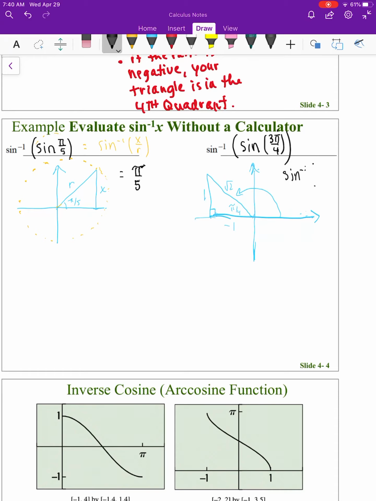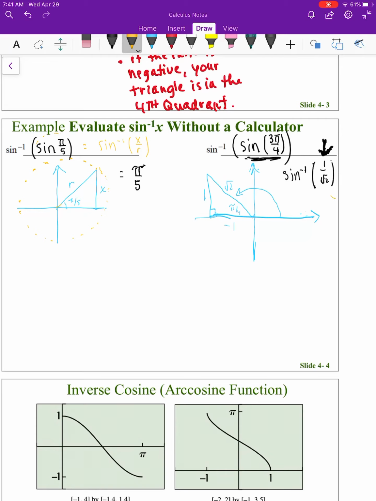So this is going to become the inverse sine of 1 over the square root of 2, because I basically just took this answer and put it in right there. So now I'm finding the inverse sine of 1 over the square root of 2.